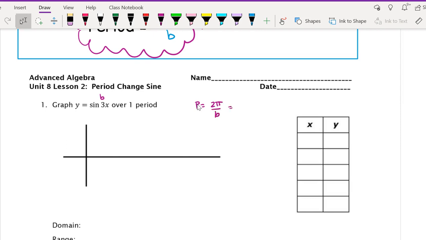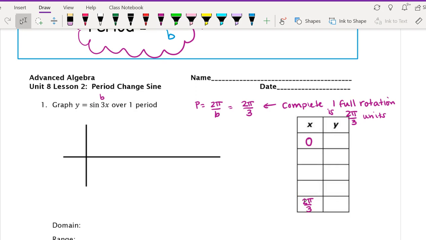So I'm going to take 2 pi divided by 3. This is my new period, which means that I am going to complete one full rotation in 2/3 pi units, in 2 pi divided by 3 units. Okay, so my x value is still going to start at 0, but this time 2 pi over 3 is going to be the end of my rotation.